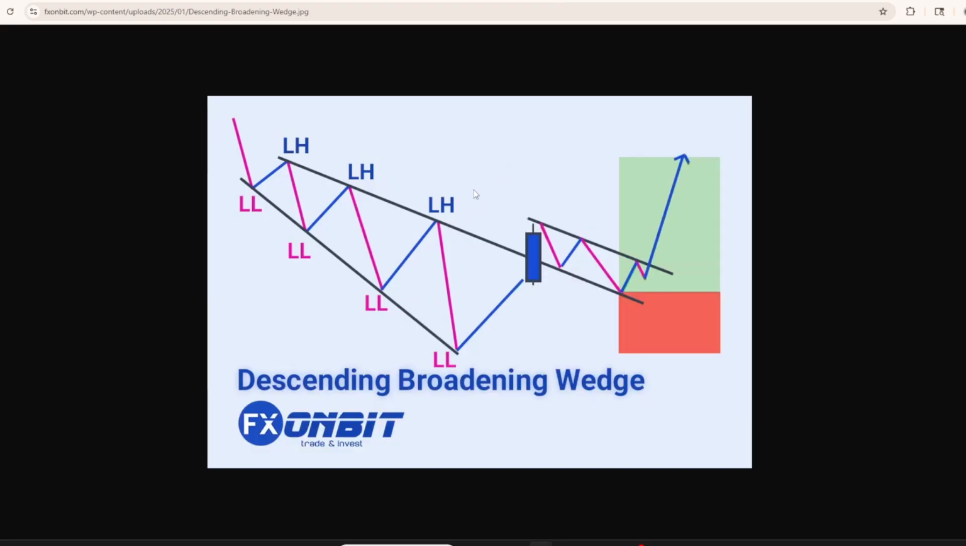Here we have it as a reversal pattern. It's descending, which means the lines are moving down. It's broadening, which means the lines are moving apart as opposed to moving together. And it's a wedge because of the intersection of where they would meet, even though they don't in the beginning. All right, so you see this is an example of the reversal variety.